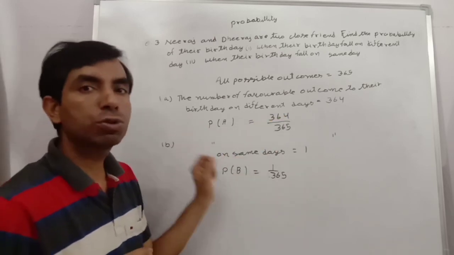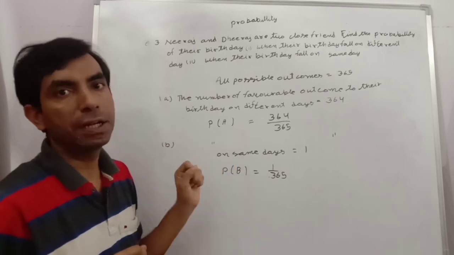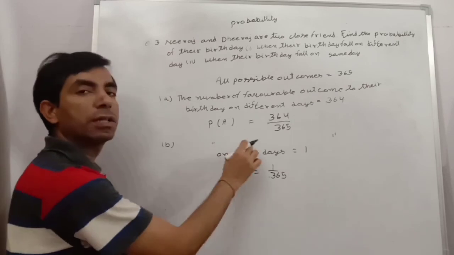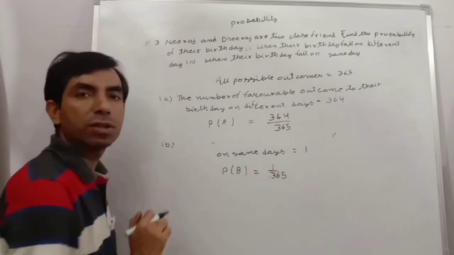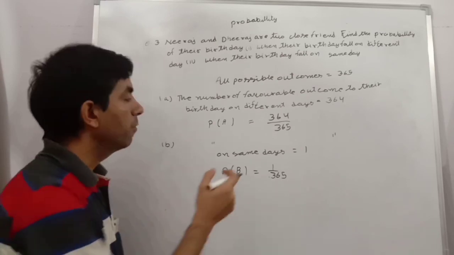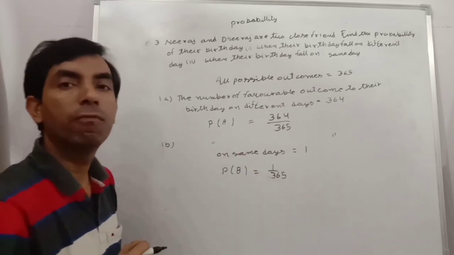And we can also find this probability by another formula. If we know the same day birthday probability is 1 upon 365, then if we want to find the opposite, we can also subtract this from 1.